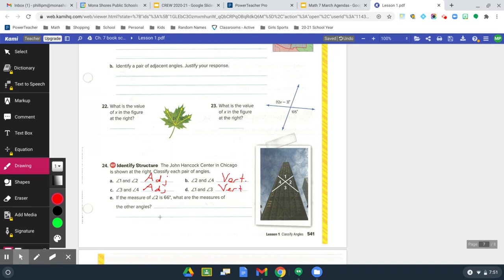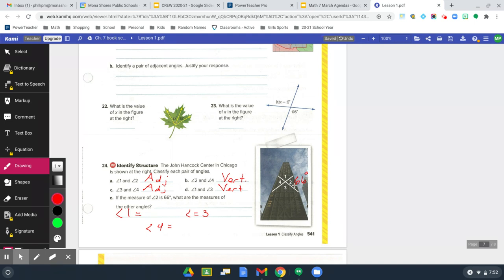Okay, now letter E. If the measure of angle 2 is 66 degrees, write that in there, 66 degrees. What are the measures of the other angles? So you need angle 1, you need angle 3, and you need angle 4. You need to figure out 3 more angles. So what do we know?